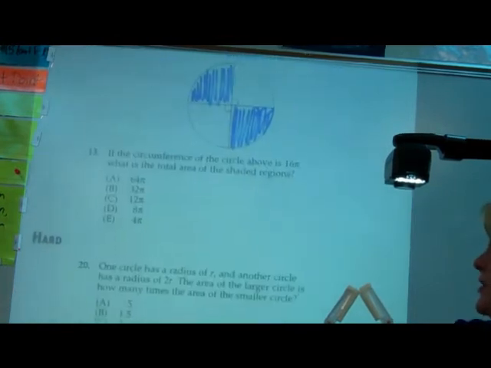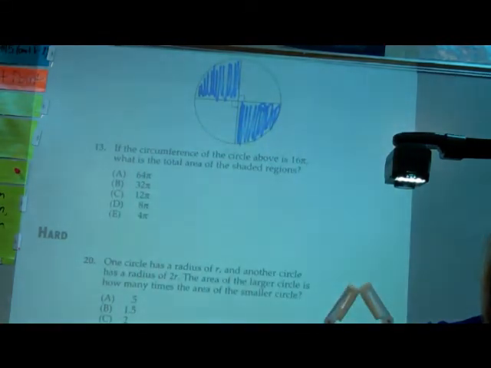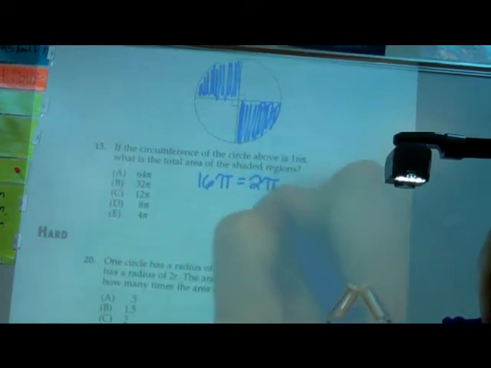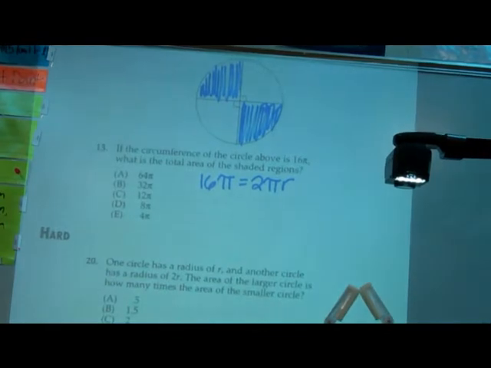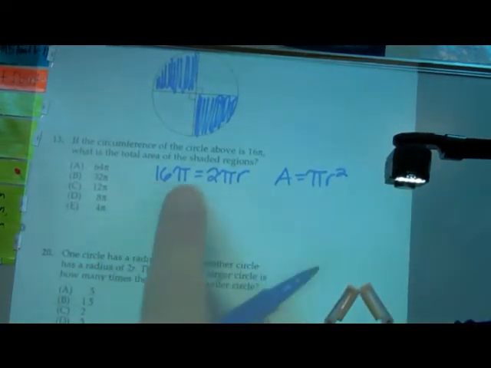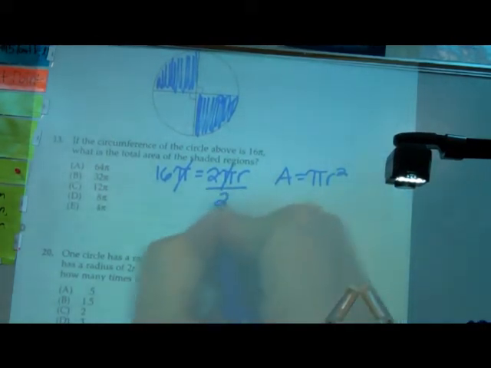Alright, the next one. If the circumference of the circle above is 16 pi, what's the total area of the shaded regions? So they give you the circumference. It's 16 pi. And you can use that to find the radius, because you'll need the radius to do anything with the area, because remember, area is pi r squared. So if the circumference, 16 pi, came from this formula, 2 pi r, that's the formula for circumference, you can cancel out the pi's, get pi's on both sides, and then divide both sides by 2. The radius would have to be 8.